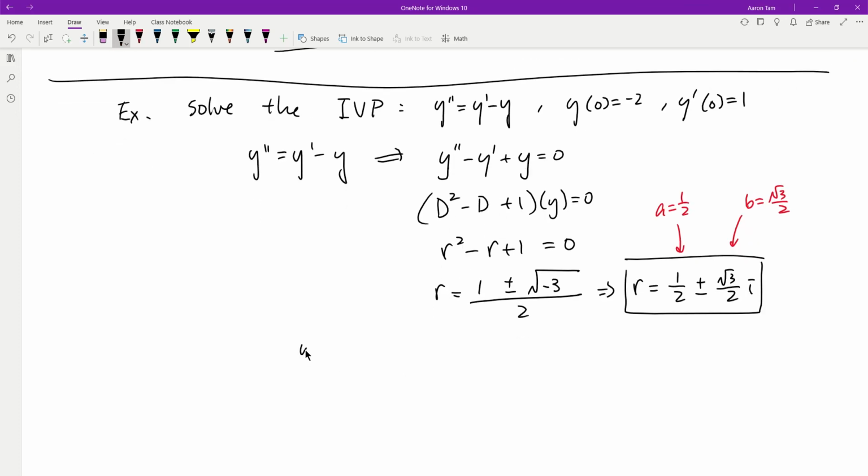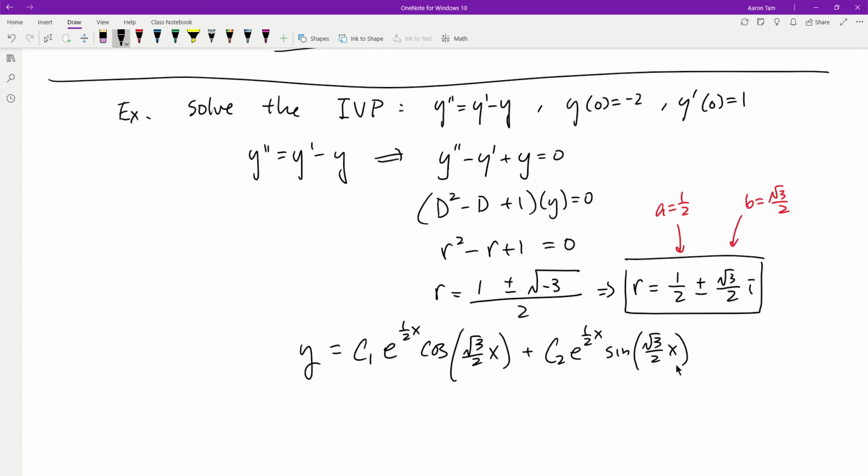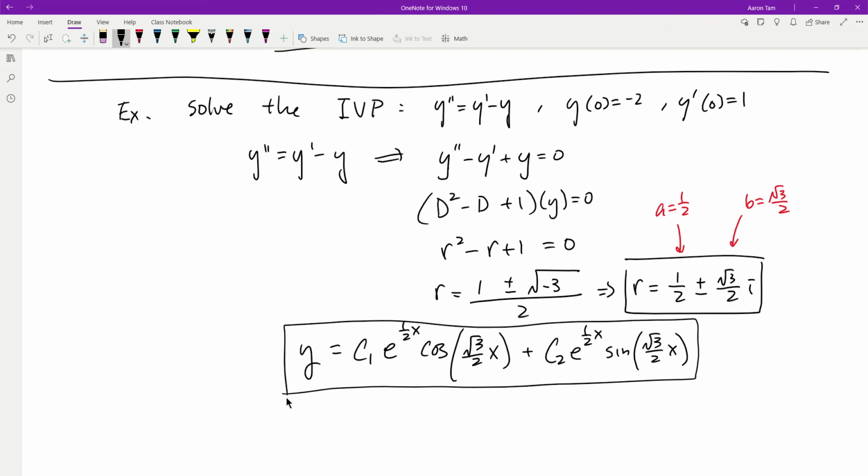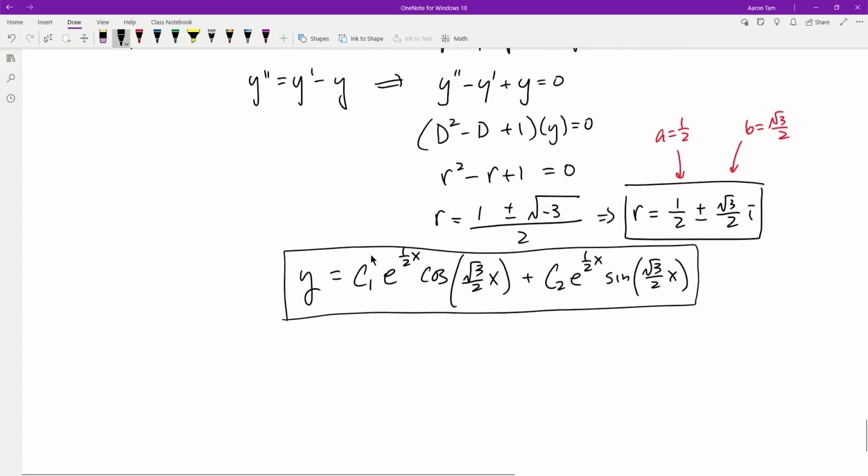My solution set would be y equal to c1 e to the 1/2 x cosine of radical 3 over 2 x plus c2 e to the 1/2 x sine of radical 3 over 2 x. And that's my general solution. So now what I need is to find C1 and C2 using the initial condition. So I guess go ahead and give it a try.